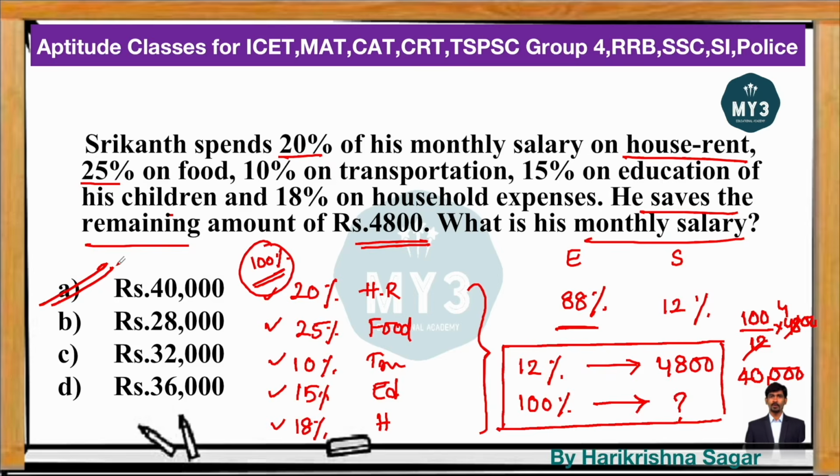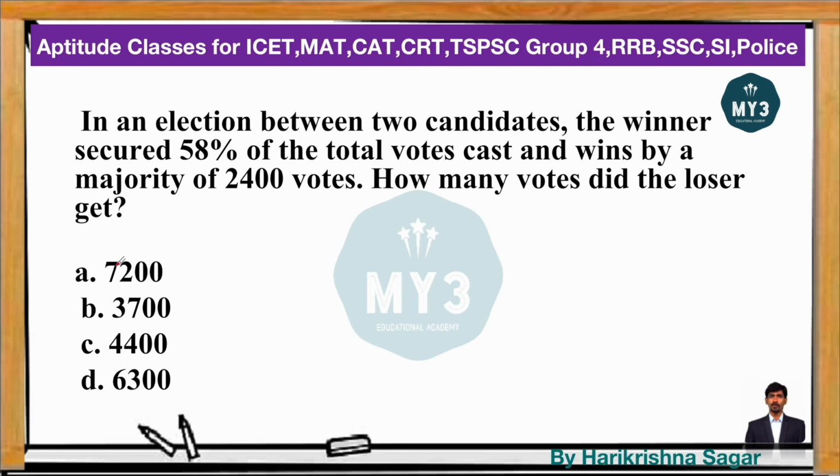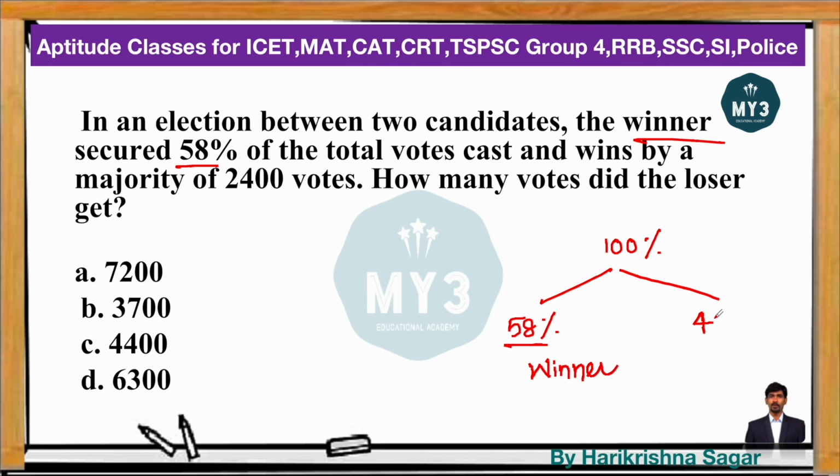Hope you understand. Let's look at one more question of a similar type. In an election between two candidates, the winner has secured 58% of the total votes. So let's assume the total votes is 100%. The winner has received 58% of the votes. That means what is the number of votes received by the loser? Definitely the leftover: out of 100, 58 is received by the winner, so the remaining 42% of the votes is received by the other candidate, whom we are calling the loser.